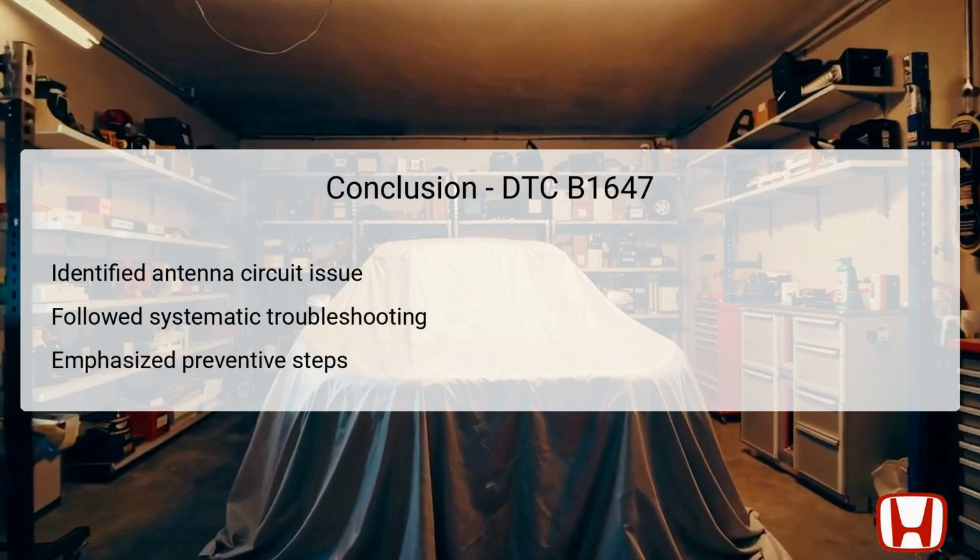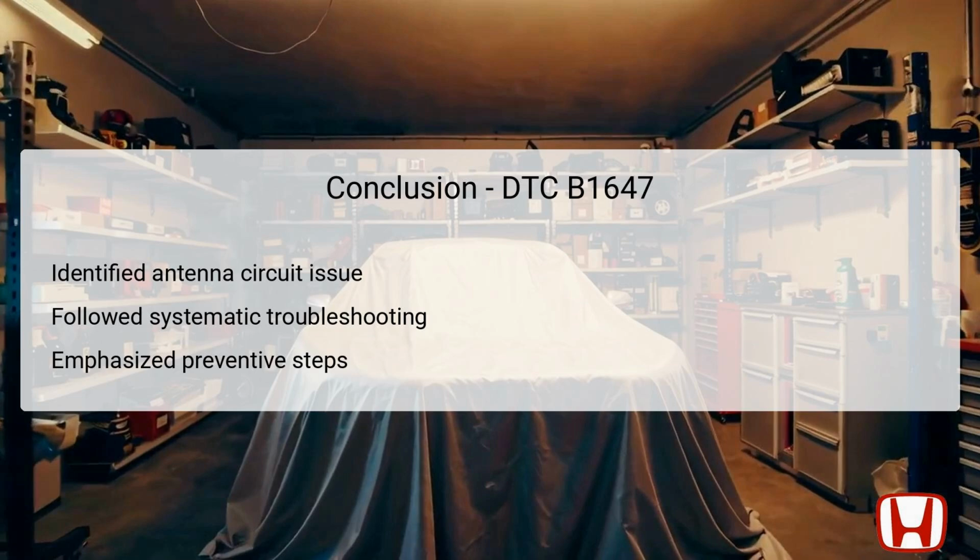In conclusion, the troubleshooting process for DTC B1647 effectively identified the short circuit issue related to the passenger's door LF antenna circuit. A systematic approach was followed, starting from clearing DTCs to performing comprehensive wiring checks, facilitating the identification of the root cause. Each troubleshooting step emphasized specific actions and testing protocols necessary for analyzing the system's integrity.